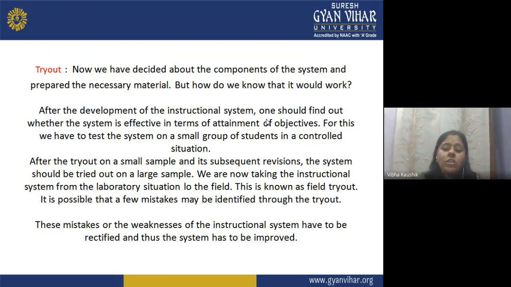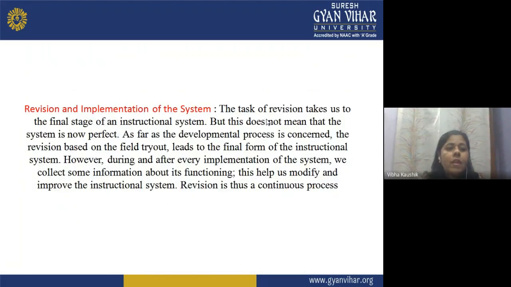What are the suggestions? What is the feedback that I will get from that? I have to rectify and improve. Revision and implementation of the test. The task of revision takes us to the final stage of an instructional system. But this does not mean that the system is now perfect. We cannot say that this particular system is now perfect.